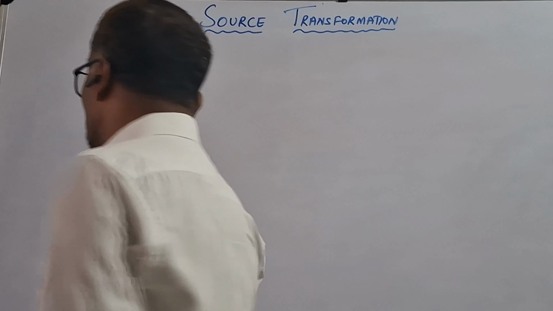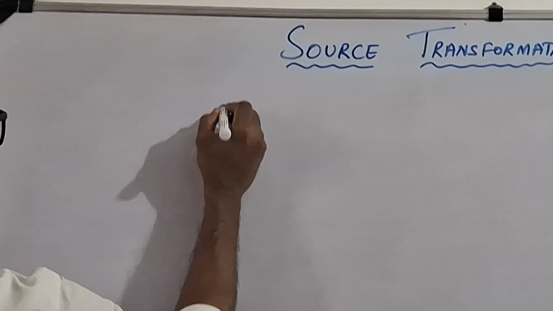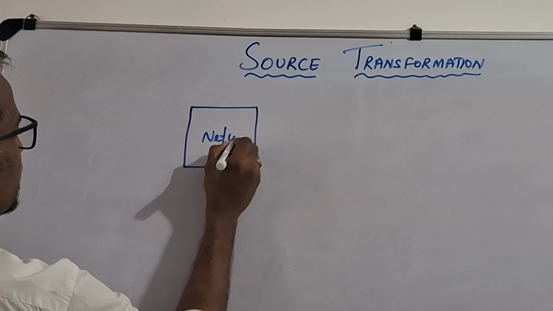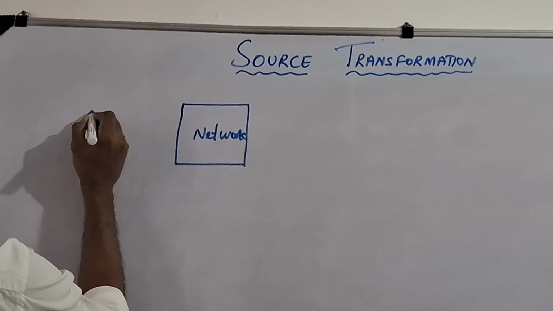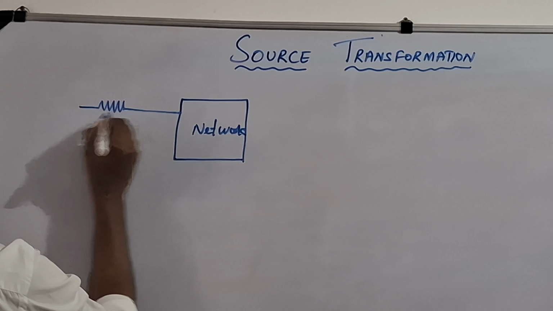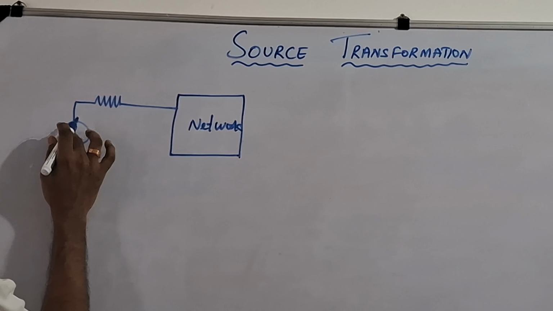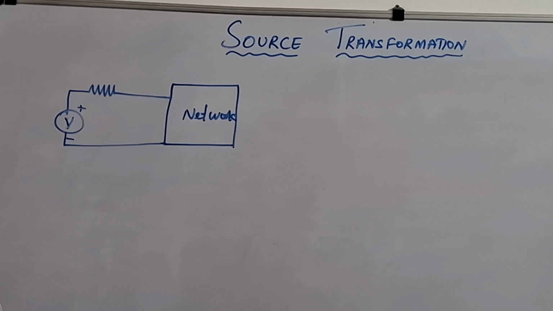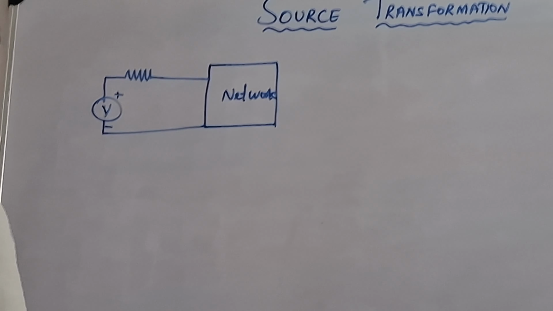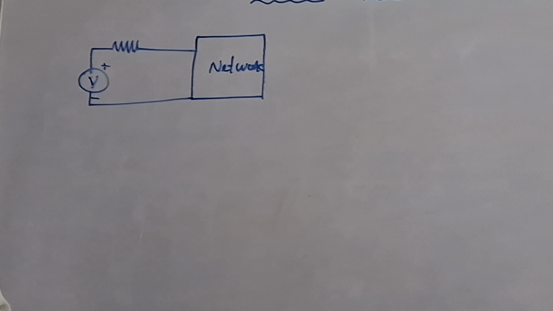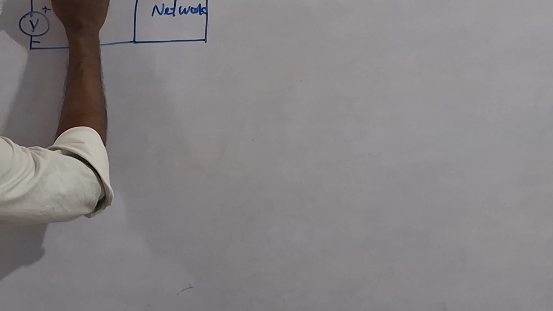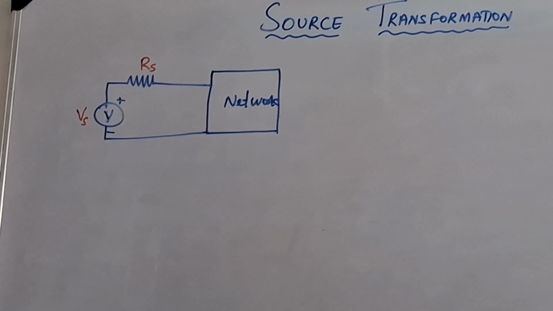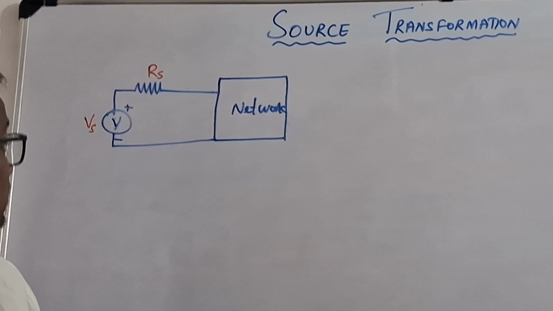So if we have a circuit like this, here we have the electrical network or circuit. We have a series resistance like this, and the voltage source with positive and negative terminals is connected in the network. We can write this resistance value as R, the source resistance Rs. This is the supply voltage Vs. This is the entire network, and it can be converted into the current source.